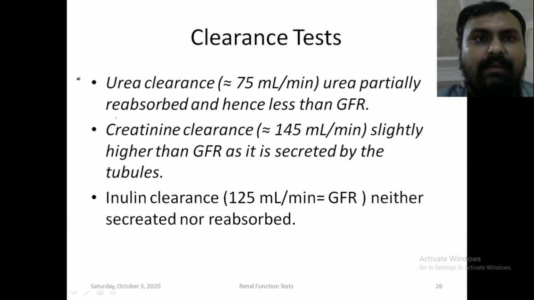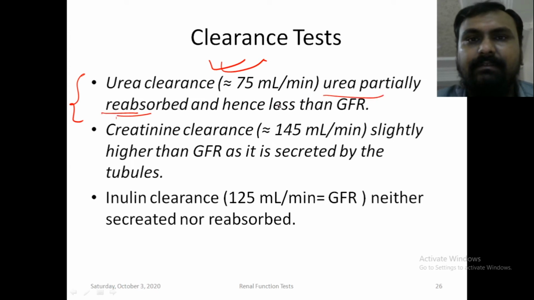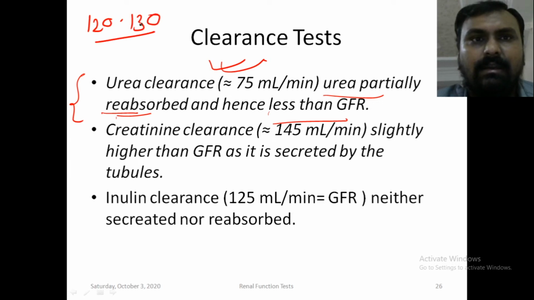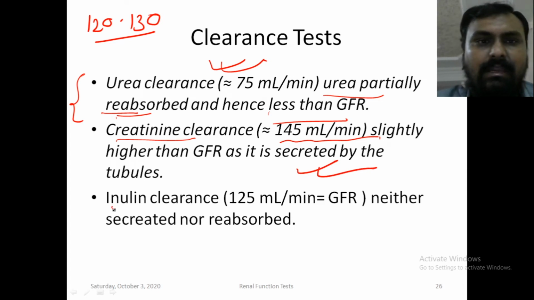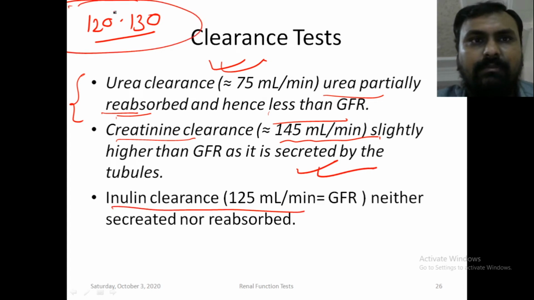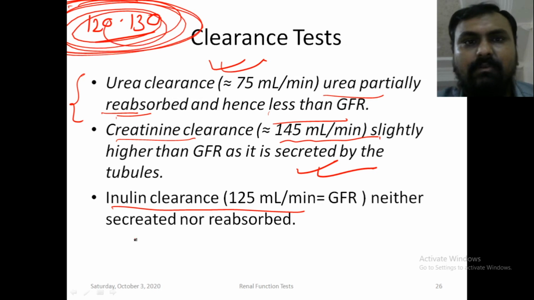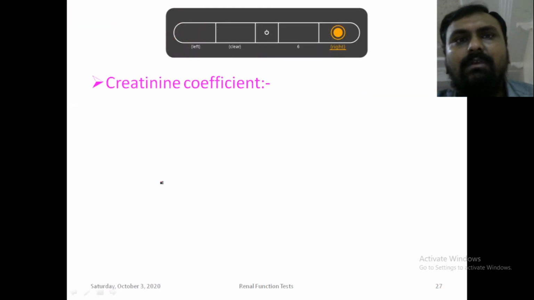So if I revise again, urea clearance is around 75 ml per minute because urea is partially reabsorbed, hence it is less than the GFR. What is normal GFR? It is around 120 to 130, right? Then what is creatinine clearance? It is slightly higher than the GFR, around 145 ml per minute, because it is secreted by the tubules. And inulin clearance is approximately the normal GFR because it is neither secreted nor reabsorbed. So mainly we use the inulin clearance test.